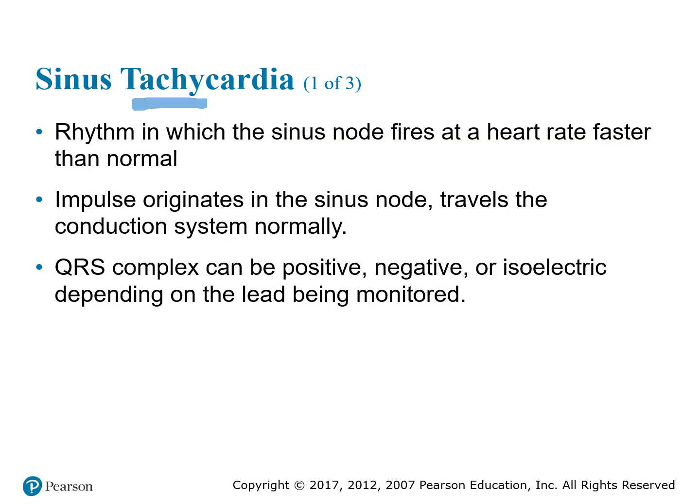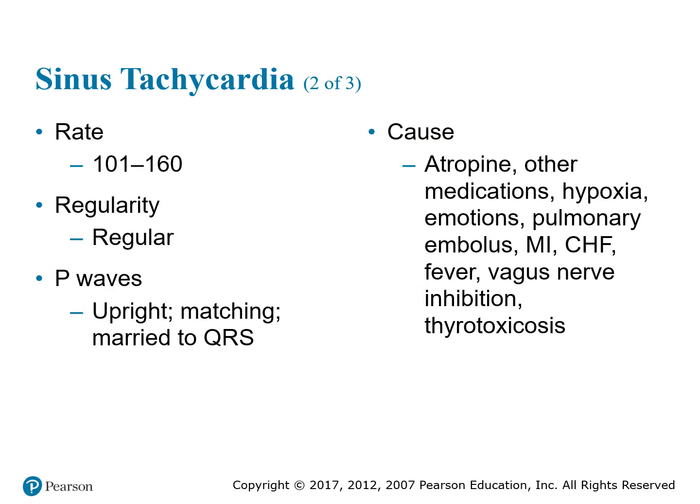All your QRSs are going to look normal. Rate is going to be from 101 to 160. If it gets above 160, it goes into a different category. But 101 to 160, it's going to be regular, a smooth, steady rate. The P waves are going to be all upright, and they're going to be matching the QRSs.